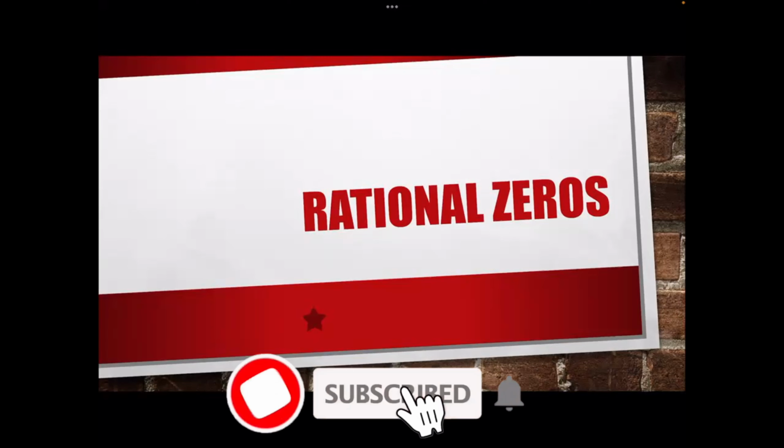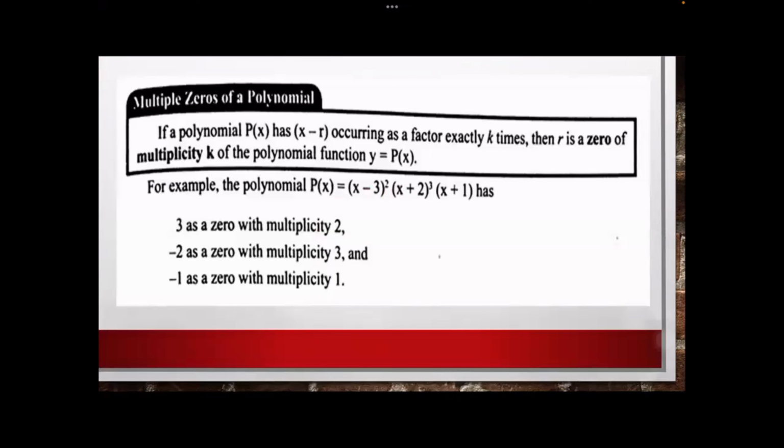The rational zeros. First, we will have the multiple zeros of a polynomial. If a polynomial p of x has x minus r occurring as a factor exactly k times, then r is a zero of multiplicity k of the polynomial function y is equal to p of x. For example, the polynomial p of x is equal to (x minus 3) squared multiplied by (x plus 2) cubed, then we have (x plus 1).